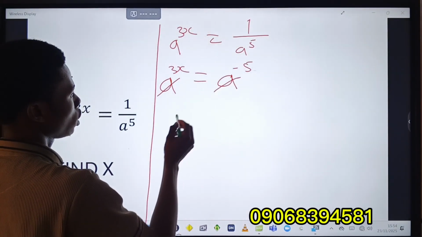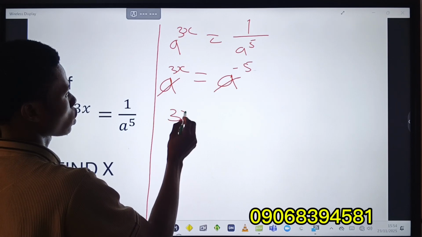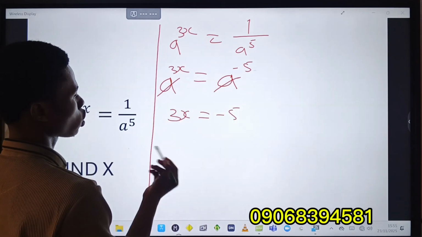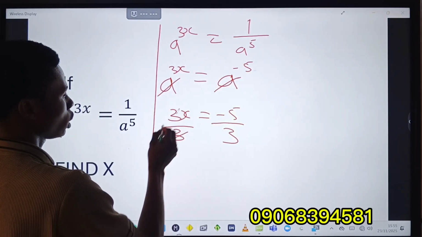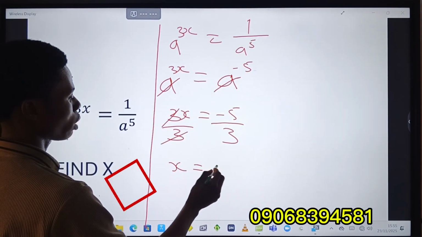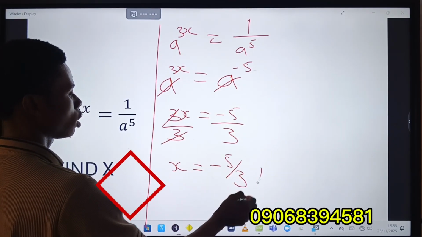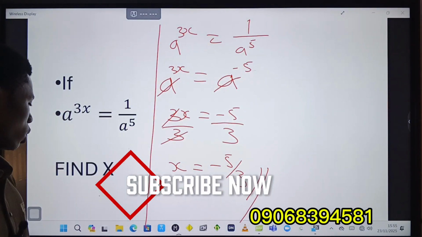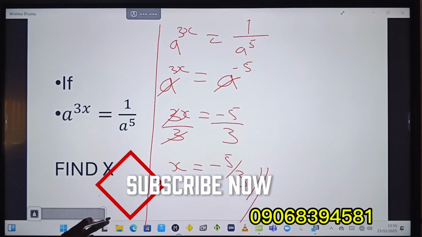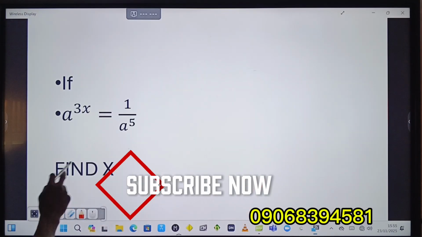A can cancel a here. So I have 3x equal to minus 5. Making x the subject of the formula, I divide both sides by 3. 3 cancels 3, so x will be equal to minus 5 over 3. Do you understand? Very simple, very simplified, as my name implies.